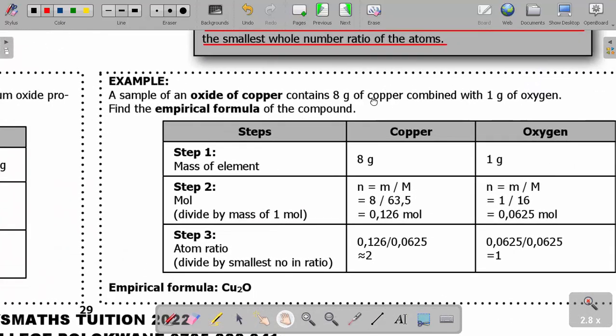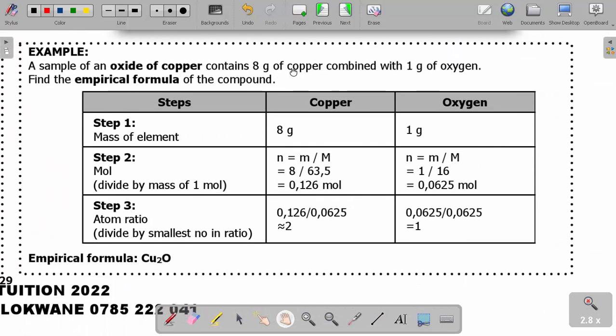Now, a sample of oxide of copper contains 8 grams of copper combined with 1 gram of oxygen. Find the empirical formula of the compound. So here we have the masses now: 8 grams of copper and 1 gram of oxygen. So what are the steps? Copper, the mass is 8 grams. What about oxygen? 1 gram. So we're going to get the number of moles. That means 8 divided by 63.5 on the side of copper, which gives 0.126. What about oxygen? It's going to be 1 divided by 16, which gives us 0.0625.